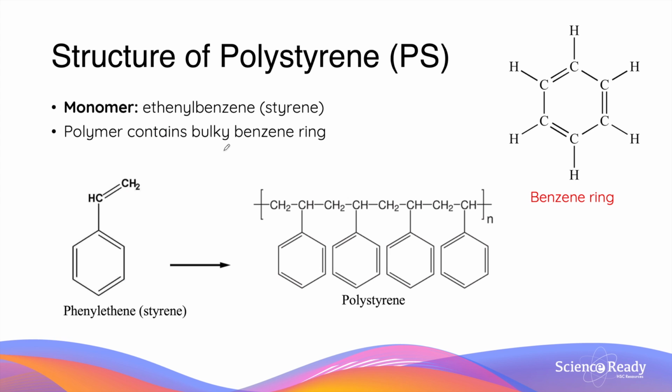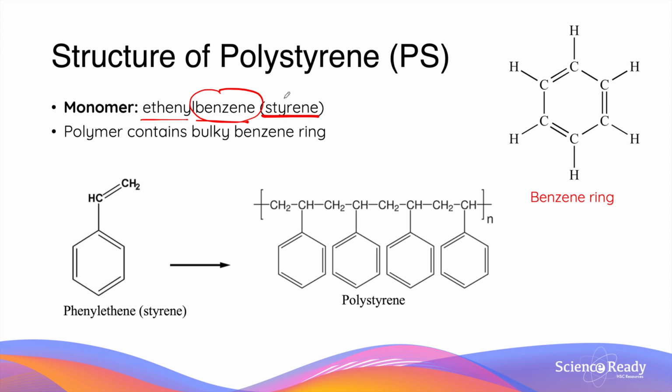Polystyrene, PS for short, is made from a styrene monomer. The systematic name for styrene is ethylbenzene. It's important for you to recognize that benzene is a very common structure in organic chemistry. It is a 6-carbon member ring with alternating double bonds as shown here.